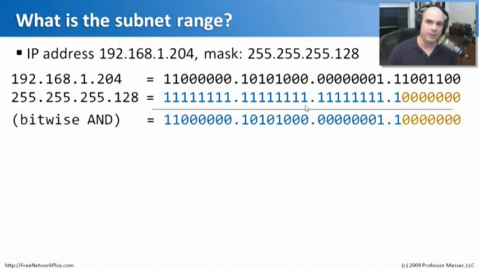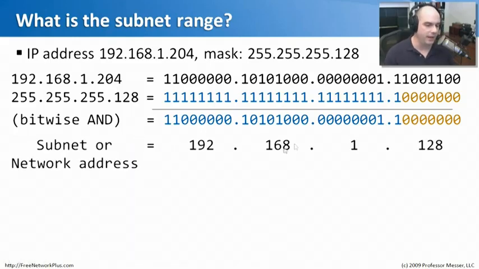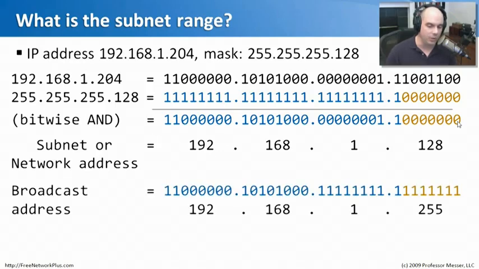We're going to do the same thing we did before. We're going to perform our bitwise AND function. Every time there are two ones, we bring down a 1. Every time there's a 1 and a 0, we bring down a 0. Every time there's a 0 and a 0, we bring down a 0. And you can see that what we come up with for a subnet address, if we convert this number back into decimal, is 192.168.1.128. And what we'll do also again is take all of those zeros that we have here, turn them into ones, and calculate that out in decimal.